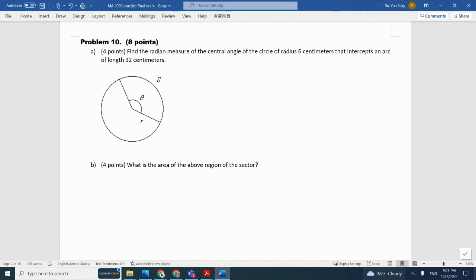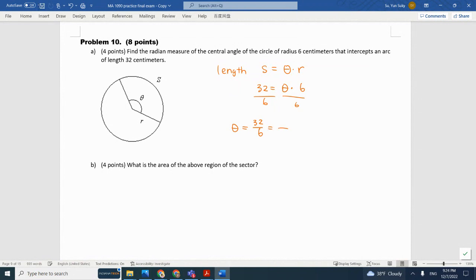Yes, okay. Find the radian measure of the central angle of the circle of radius 6 centimeters that intercepts an arc of length 32 centimeters. Okay, length. Well, remember the formula. Length s equals theta times r. In this case, we know the length is 32 and we know the r is 6. Therefore, divide by 6 on both sides. Theta is 32 over 6.